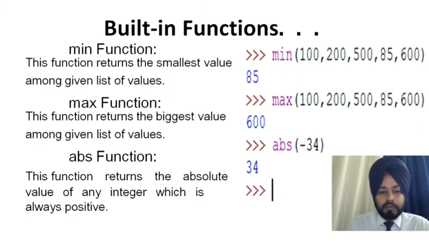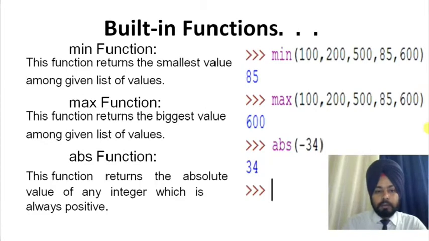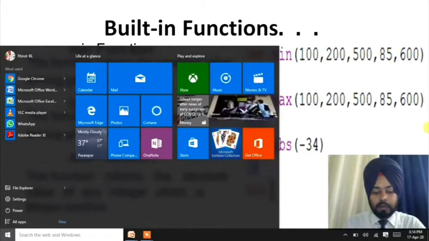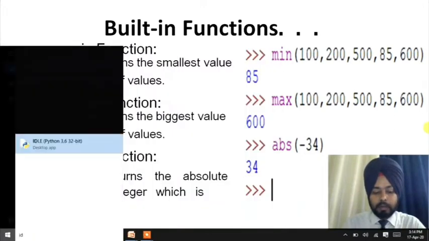ABS function. This function returns the absolute value of any integer, which is always positive. Means with the ABS function we can get positive numbers or positive values. Let's take an example of these built-in functions. For that we have to start Python. For that, click on the start button and then type IDLE.